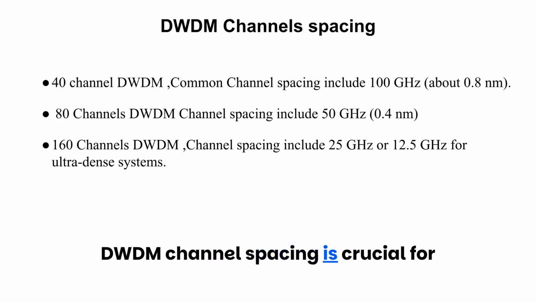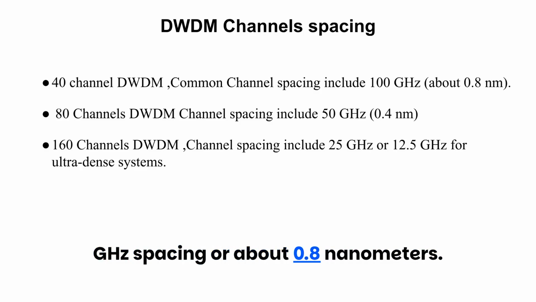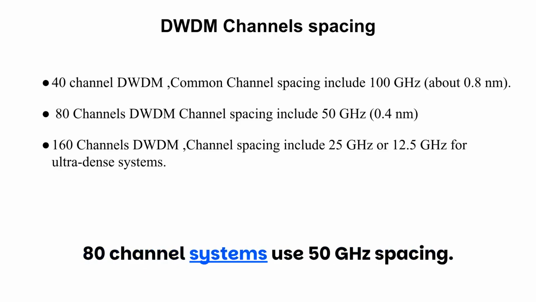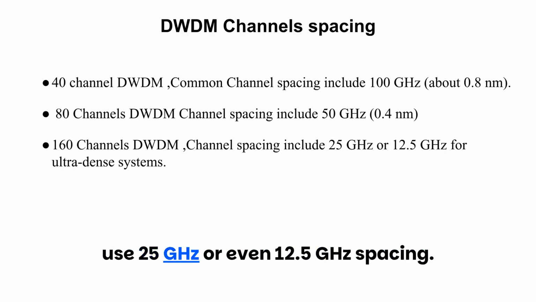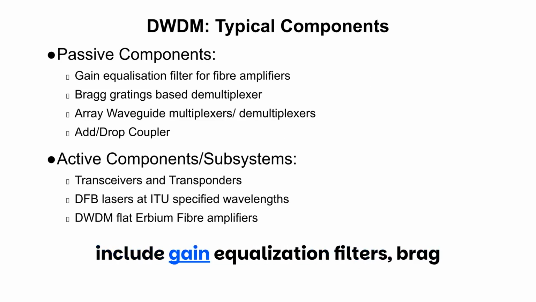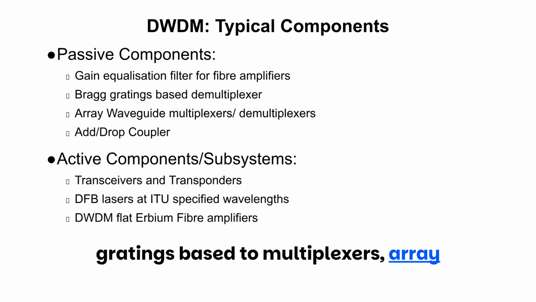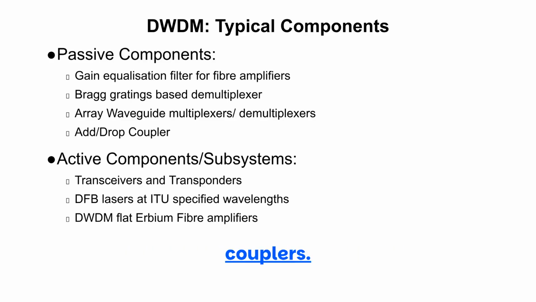DWDM channel spacing is crucial for capacity. 40-channel DWDM commonly uses 100 GHz spacing, or about 0.8 nanometers. 80-channel systems use 50 GHz spacing. Ultra-dense 160-channel systems may use 25 GHz or even 12.5 GHz spacing. Typical passive DWDM components include gain equalization filters, Bragg gratings-based demultiplexers, array waveguide multiplexers/demultiplexers, and add/drop couplers.